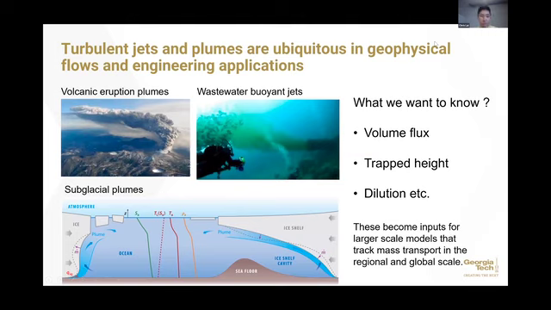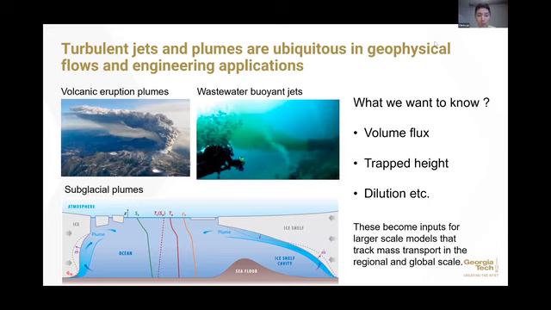Turbulent jets and plumes are ubiquitous in GFD flows and in engineering applications, and here are some examples. You have this volcanic eruption plume. It brings up a lot of different gases and particulates up into the air, and if the atmosphere is stratified, it would stably spread out at the neutral buoyancy level.